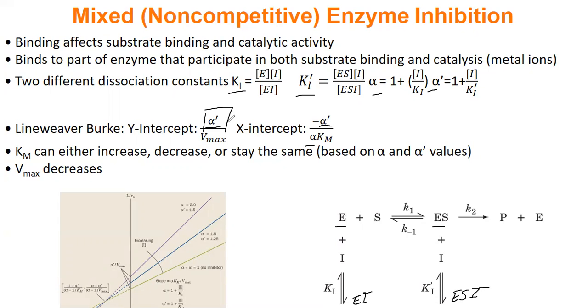And what does our Lineweaver-Burk look like? Well, the lines will cross at a point that's not on an axis, right? So the way to tell mixed is that if your lines are crossing not at an axis, you have mixed or non-competitive inhibition.